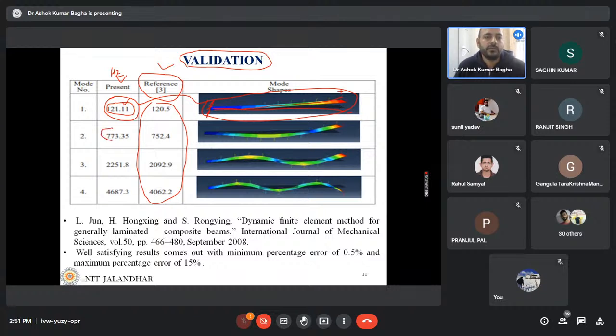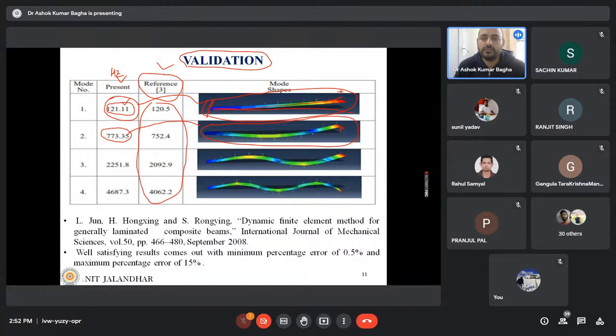So at the second fundamental frequency, 773.35 hertz, this is the second mode shape of the composite beam. In this case, you will see the maximum response is here. This red color shows the maximum response. And here you will see a blue color.